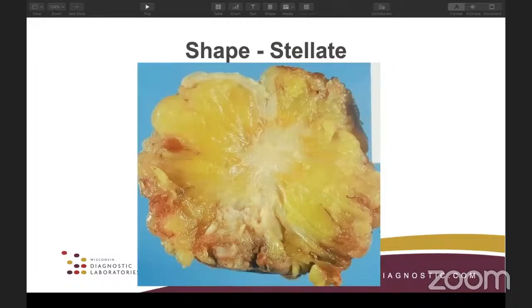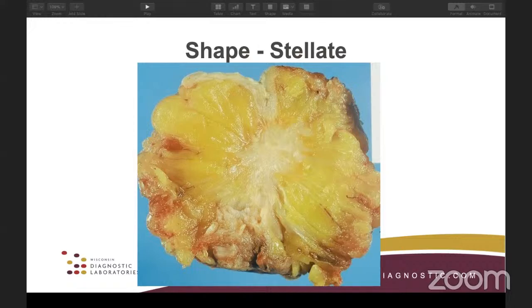Here's another example of a shape word. So that's stellate, which is similar to ill-defined. So that kind of means star-shaped. And this picture is from a breast tumor. And you can see how the tumor has kind of a star shape, these little finger-like tendrils that are extending into the surrounding tissue. Again, that's poorly defined. And you can see quite the difference between that and something that's well circumscribed.